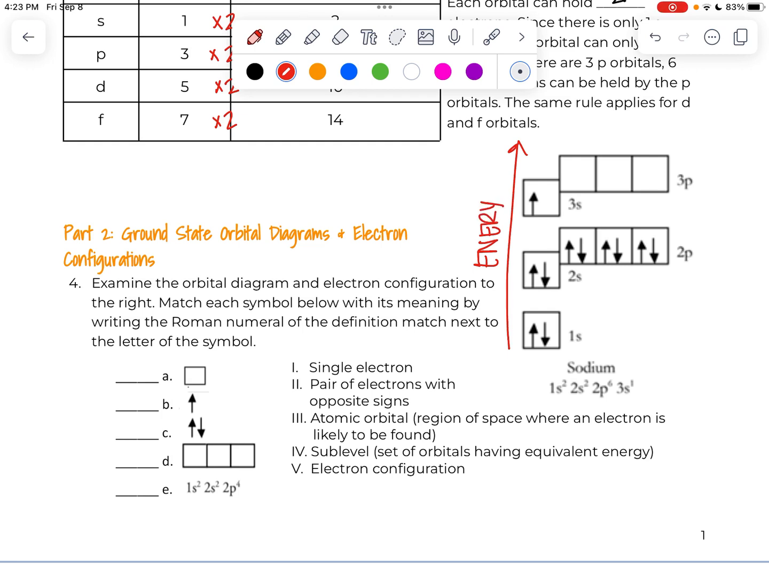What I'd like you to do is just take a second to analyze this picture here and see if you can answer number 4. What you're doing is basically breaking down this diagram. What do you think each piece of this diagram is showing you? And you're going to match up the letter. So for instance, I'd match up letter A with whatever I think this is. If I think it represents a single electron, I would write in a Roman numeral I here. So take a second, try to analyze this diagram, pause the video, and come on back to see how you do.